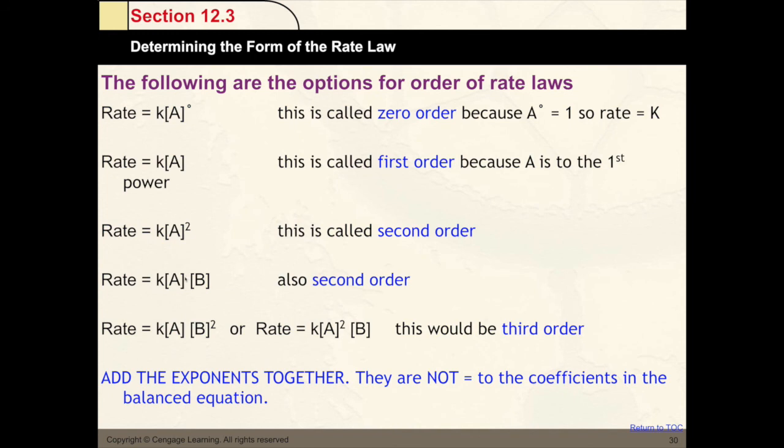And then let's just kind of expand. If you had 2 reactants and you were multiplying them and they were both, say, to the 1st power, then you'd add those 2 exponents, the X and the Y, so it would be 1 plus 1 to give you 2nd order. This particular one is 1 plus 2 to give you 3rd order, or 2 plus 1 also gives you 3rd order. Again, you add the exponents together, and they are not equal to the coefficients. You actually have to solve those mathematically.